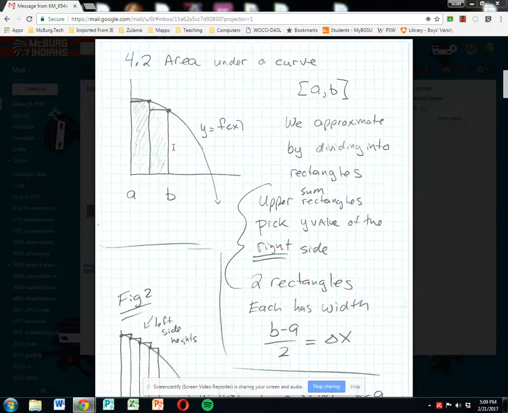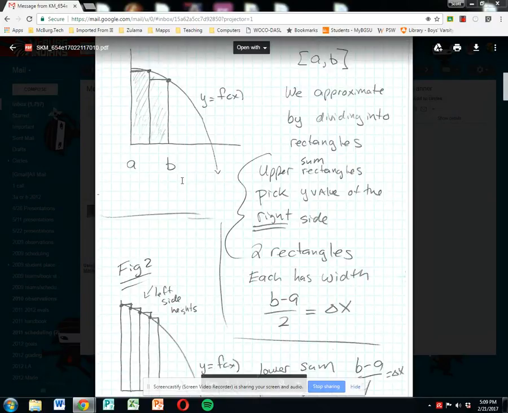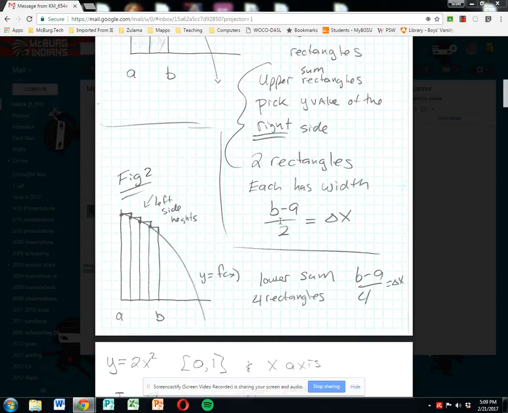All right. So these two rectangles, if we added their area together, it would be an approximation of the area underneath the curve. Each has width of b minus a over 2. This is known as delta x.